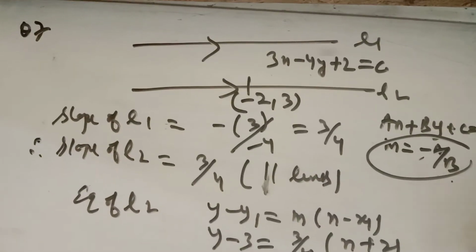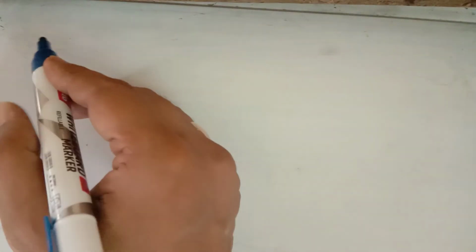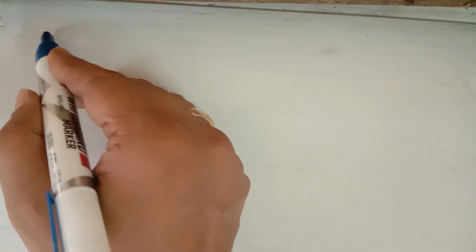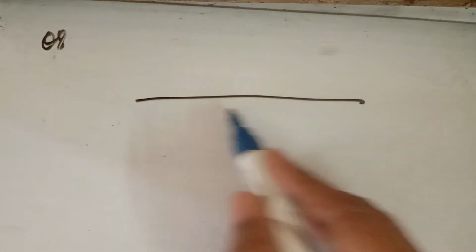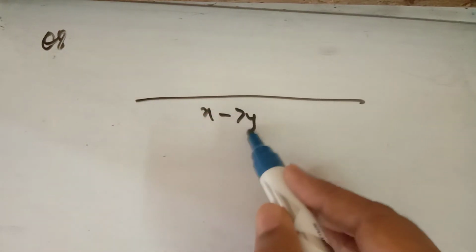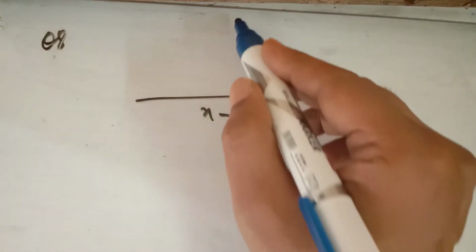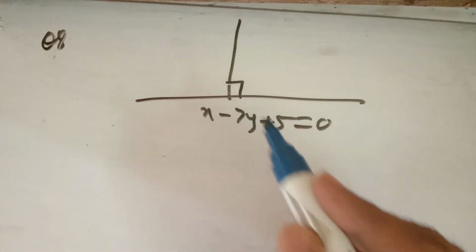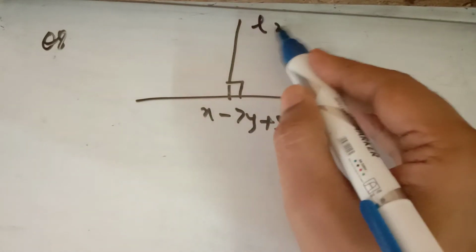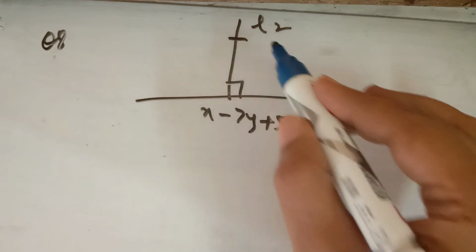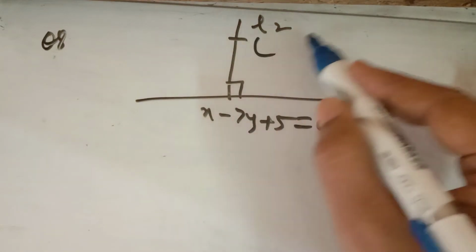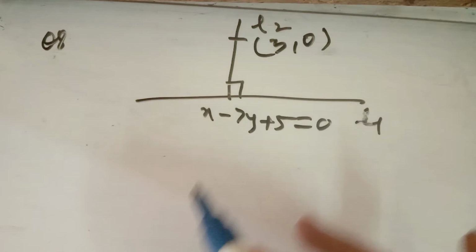See it. When the lines are parallel, the slopes are equal, and the slope of the line ax plus by plus c is equal to 0 is minus a upon b. Now in question number 8, find the equation of a line perpendicular to this line x minus 7y plus 5 equal to 0. You have to find the equation of the line which is perpendicular to the line L1. I'm calling it L2, and having the x-intercept equal to 3. So x-intercept means x is 3 and y is 0.